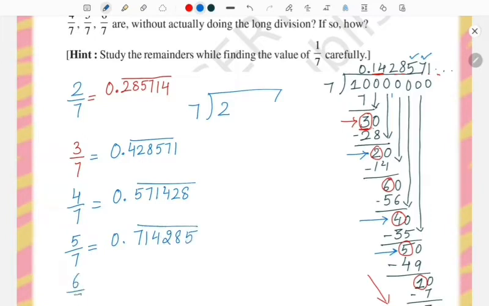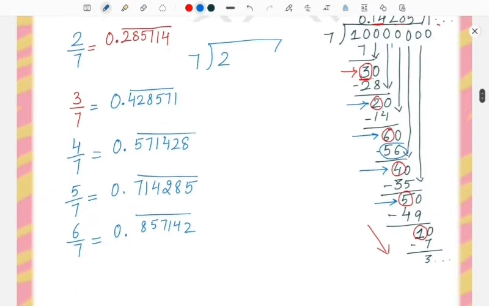Then we have 6 by 7. 6 came out as a remainder here at this point. What did we add? After 6 came out as a remainder, we added 8. So this becomes 0.85714 with a bar. I hope it is clear till here. So we found decimal expansions for 2 by 7, 3 by 7, 4 by 7, 5 by 7 and 6 by 7 without actually dividing. Moving to the next question.